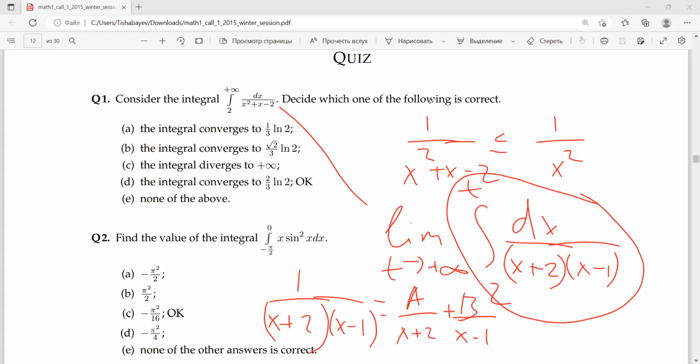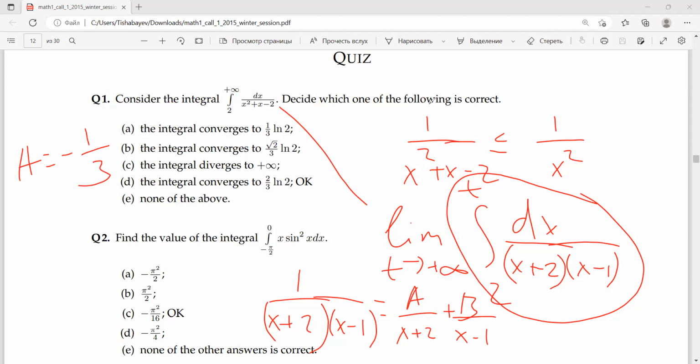But we can do this, since it is a linear one, so we can use a very useful method. Just close, for example, in the first case, the x plus 2 and put minus 2. So what do we get here if you put minus 2 instead of x? It will be minus 3. So a equals 1 over minus 3, which is minus 1/3.